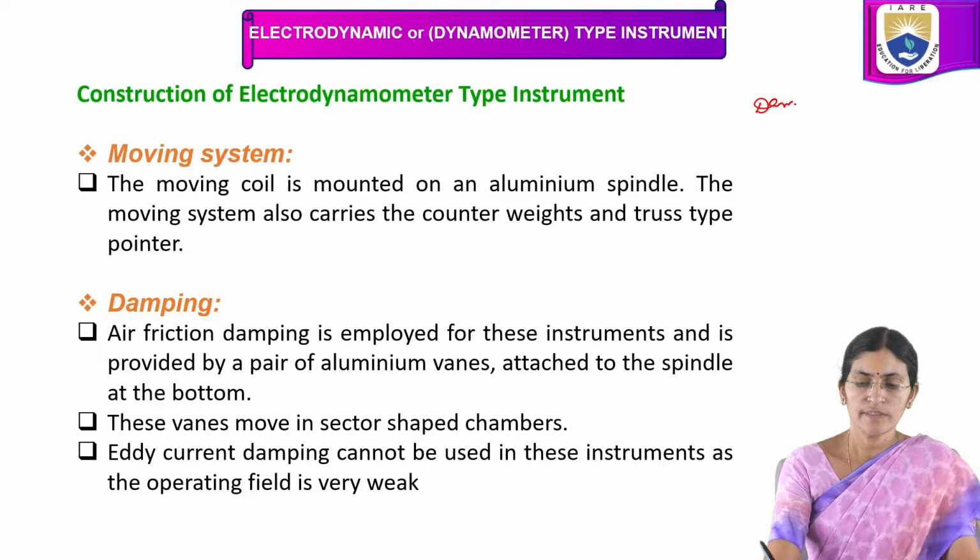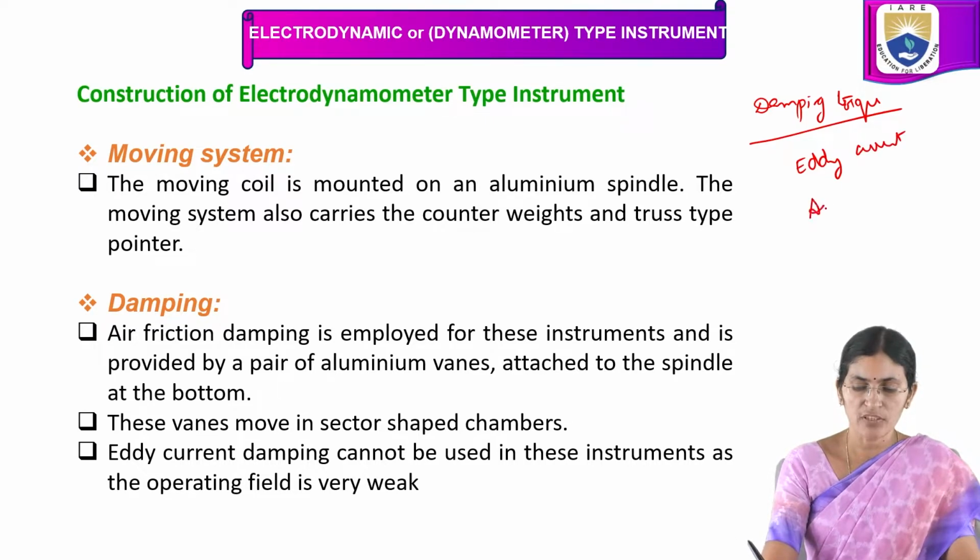So damping torque is produced by different arrangements. So we have eddy current damping, next one is air friction damping, and then fluid friction damping.